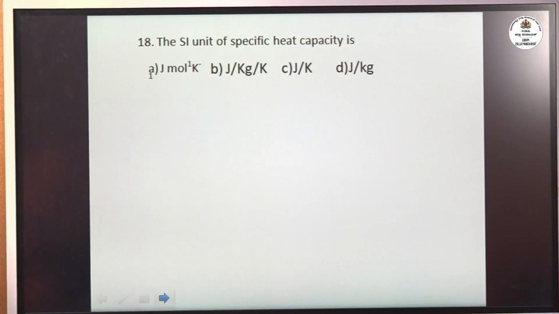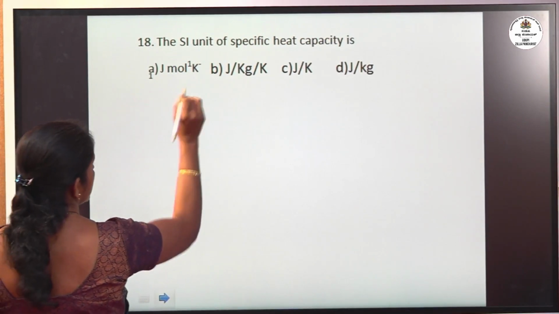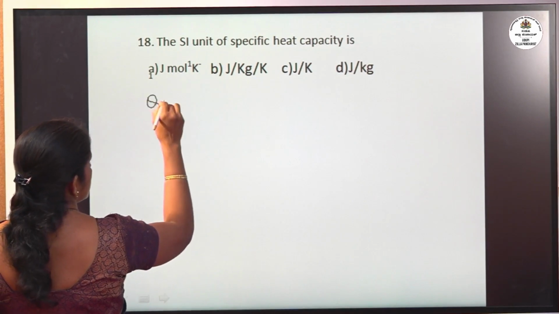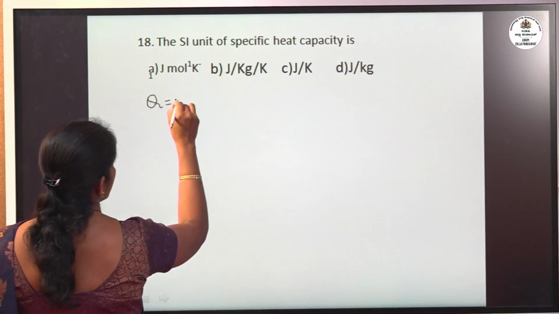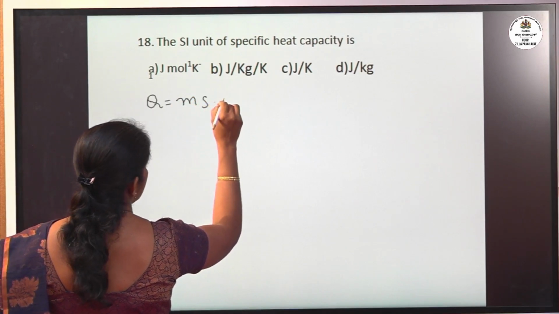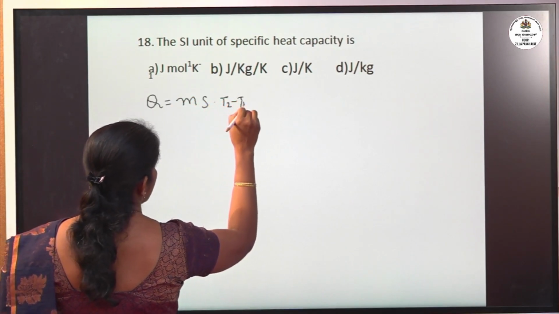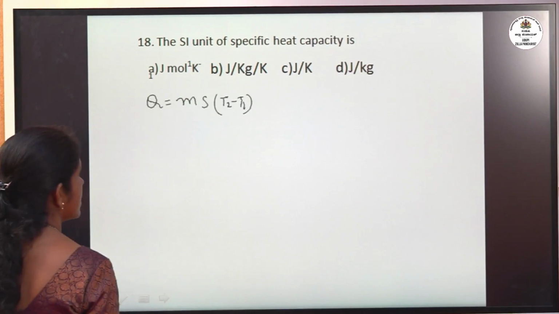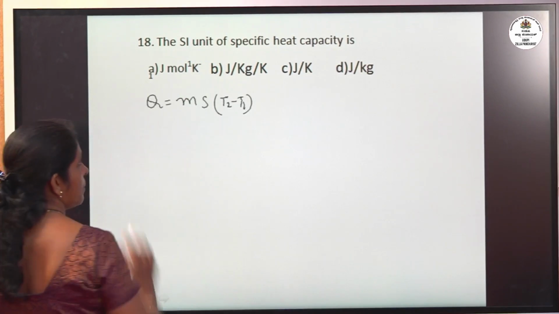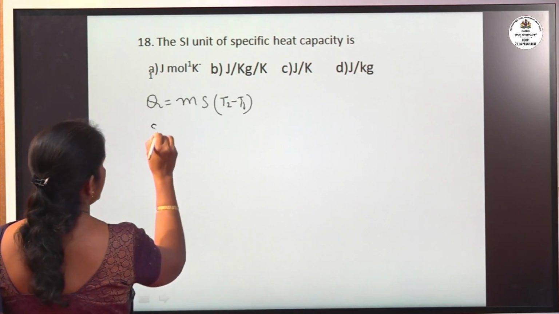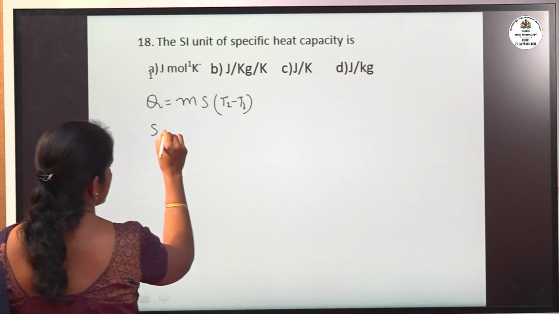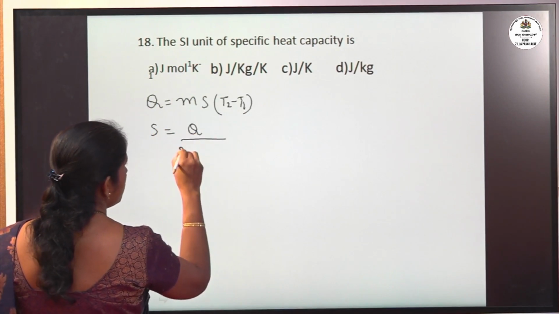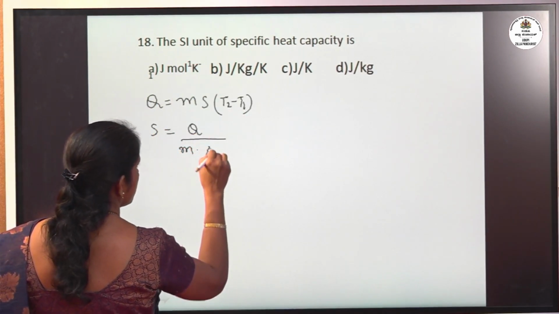Next question is the SI unit of specific heat capacity. We have studied in the first equation itself, Q is equal to m s into T2 minus T1, where T2 is the final temperature and T1 is the initial temperature of the system. M is the mass of the system and s is the specific heat of the system. Q is the amount of heat supplied to the system. Rearrange the equation to find the specific heat. S is equal to Q divided by m into change in temperature delta T.